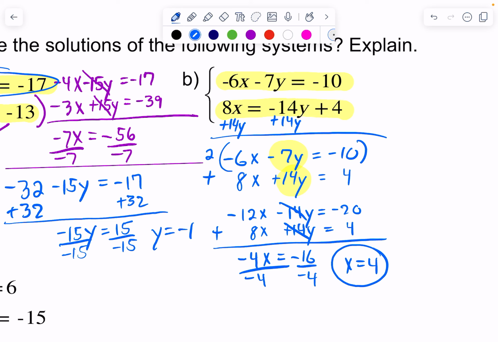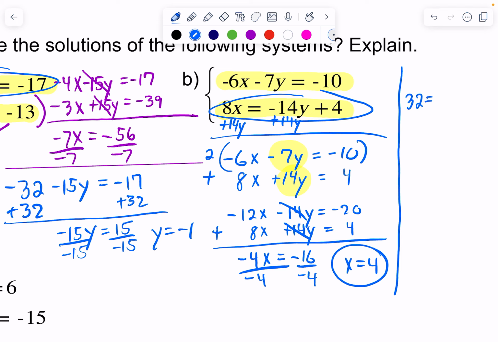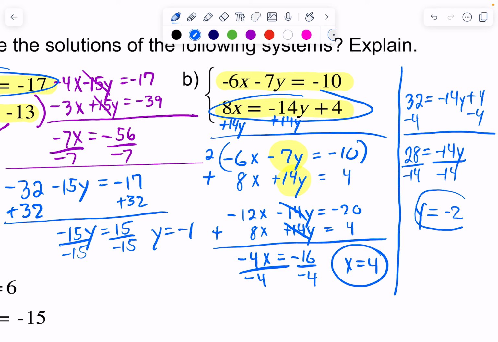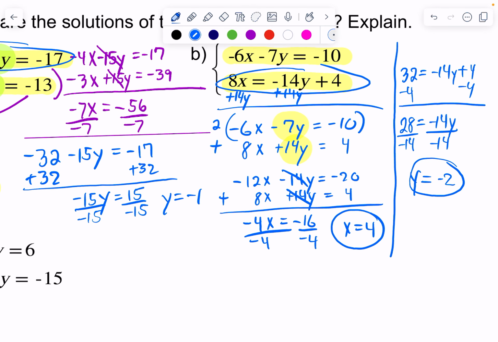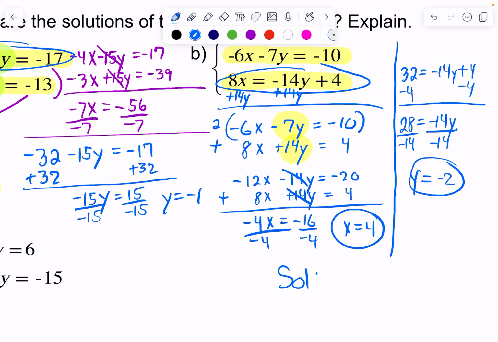And I'm going to go ahead and choose to solve for y by plugging it into the second equation here. 8 times 4 is 32. That equals negative 14y plus 4. Subtract 4 from both sides. 28 equals negative 14y, divided by negative 14. Y equals negative 2. So my solution for 3b is 4 comma negative 2.